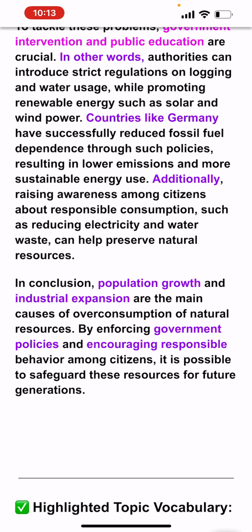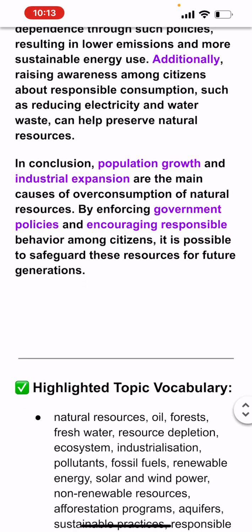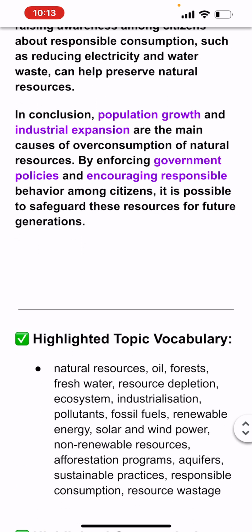Topic related vocabulary means the words which are being used in this essay related to this topic. So these are all the resources, these are all the topic related vocabulary words which I have used. So because of these, this type of essay is 8 bands. So natural resources, oil, forest, fresh water, resource depletion, ecosystem, industrialization, pollutants, fossil fuels, etc.